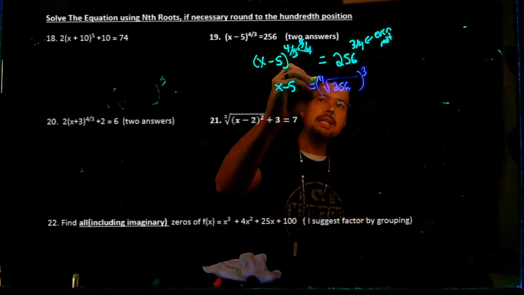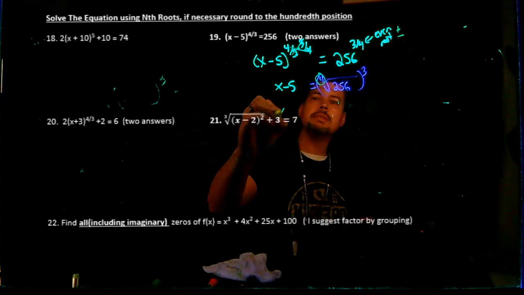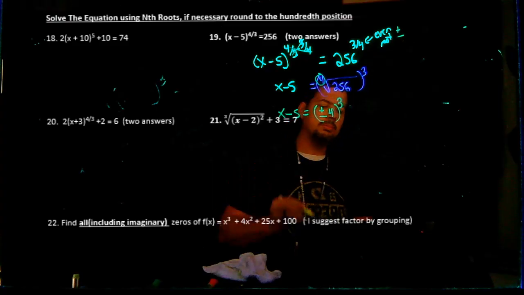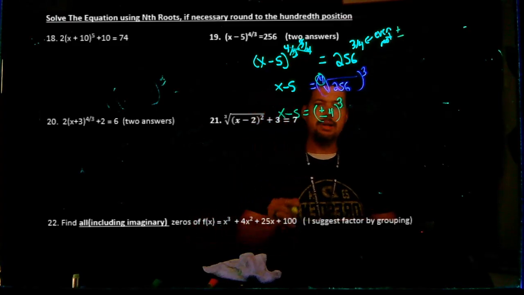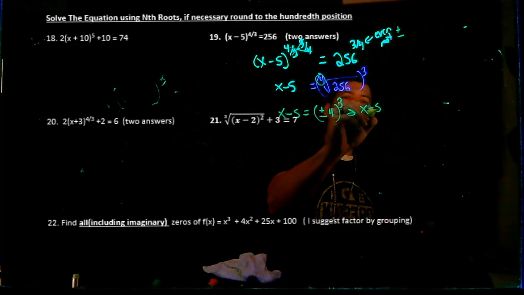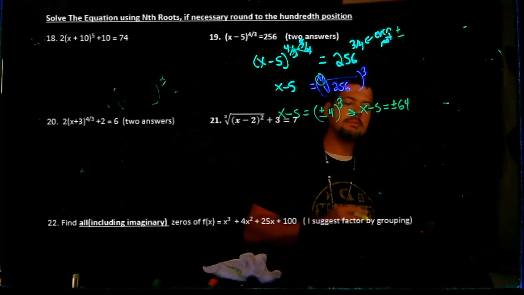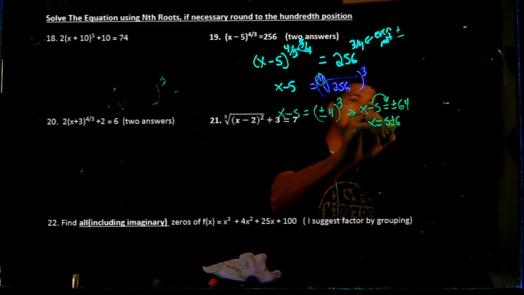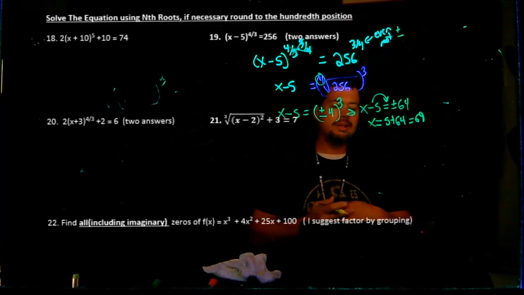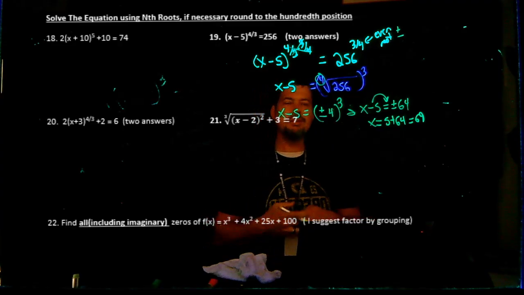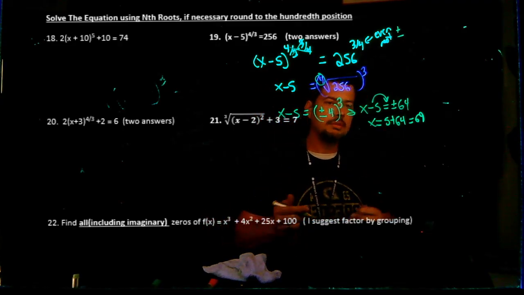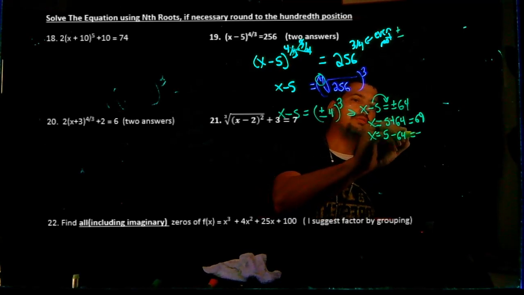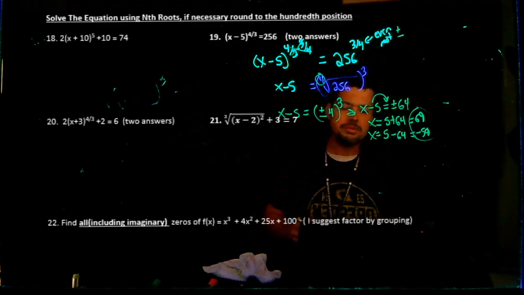Now, because it's an even root, x minus 5 is plus or minus 4, then I turn around and cube. So if I cube that, x minus 5 is plus or minus 64. That means x is going to be, think about your shifts, 5 plus 64, which is 69. And a lot of kids would say the other answer is negative 69 because they don't actually do the arithmetic. Their thinking isn't right. The other answer is 5 minus 64, which is negative 59. There's your two answers to that problem.